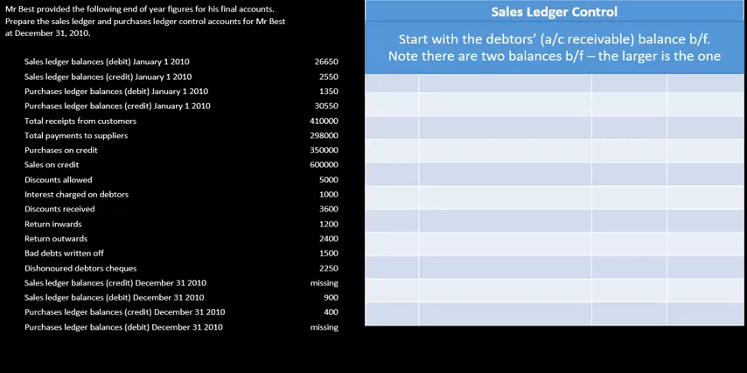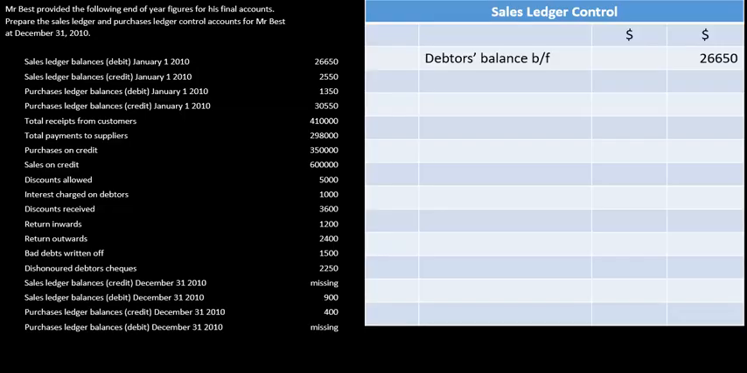So there could be things like they returned goods or they had paid in advance or something of that nature. So we're going to have to make adjustments. So if it's at the beginning, we take it away. If it's at the end, we add it on. All right? So let's proceed. We're going to start with the debtor's balance brought forward, the larger one.